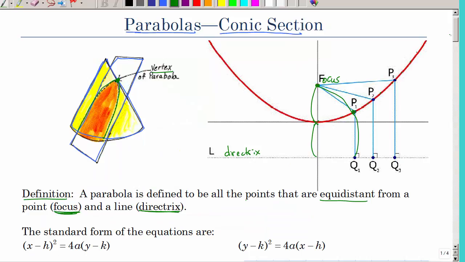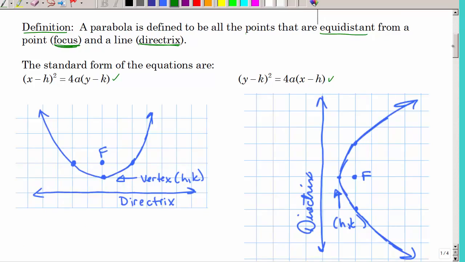So we have some equations for our parabola, and yes, you need to memorize them. And we have two because we have up and down parabolas and sideways parabolas. So let's just talk about what all these letters mean. First of all, we have an H and a K. Notice that H goes with X, K goes with Y, all very alphabetical. Those are our vertex.